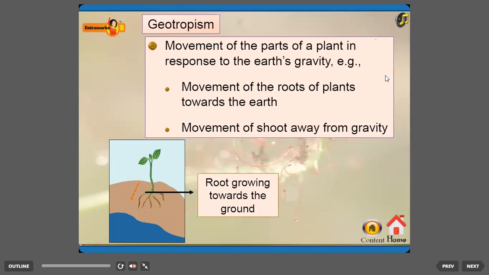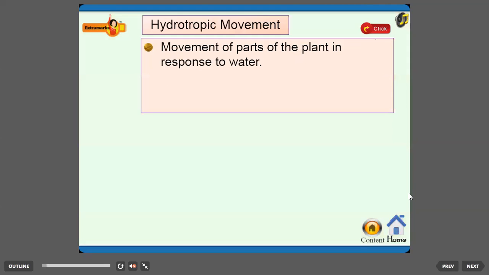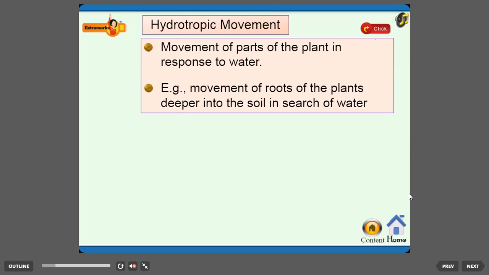After this, we are coming down to the hydrotropic movements. If we are talking about the hydrotropic movement or hydrotropism, that is movement in response to water. So the movement of plant parts toward water or moisture is called hydrotropism. The roots always grow towards water. Therefore, roots are positively hydrotropic.